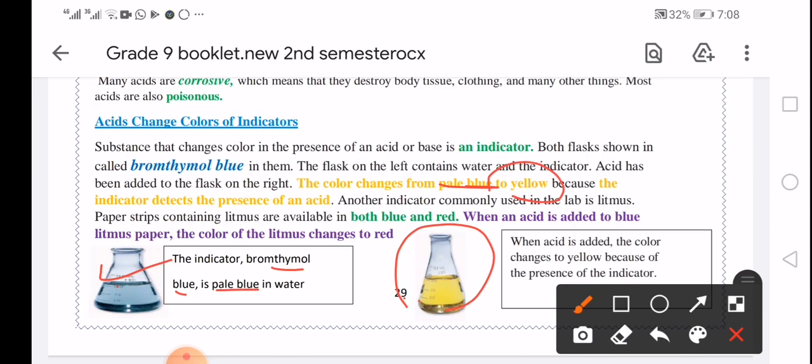This indicates an acid. It means that when we put this chemical in, it is an acid. It changes the pale blue to yellow because the indicator detects the presence of an acid.